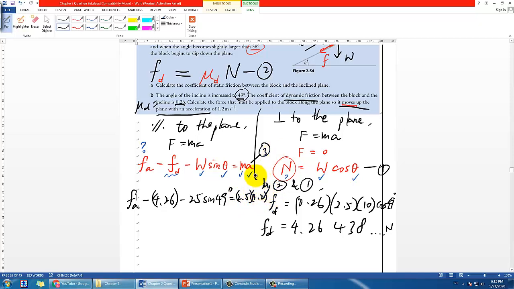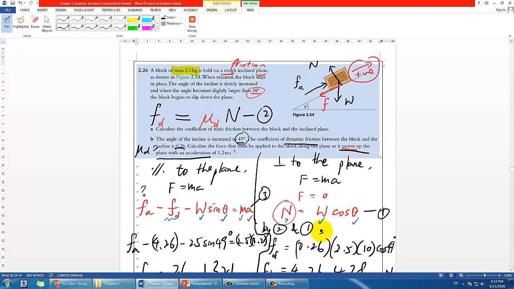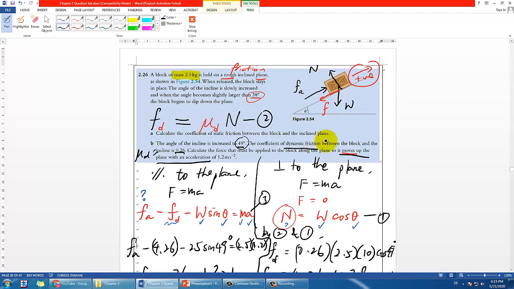Alright, sorry for this space here. It should be like this. Okay, so using your calculator, you can find it at once. The answer should be 26.1321 something. Okay, so I will round it to 2 SF, I guess. So 26 Newton will be the answer. If you use 9.81, it might be a little bit off from 26, maybe 25, I guess. So this is how you can handle a question like this.